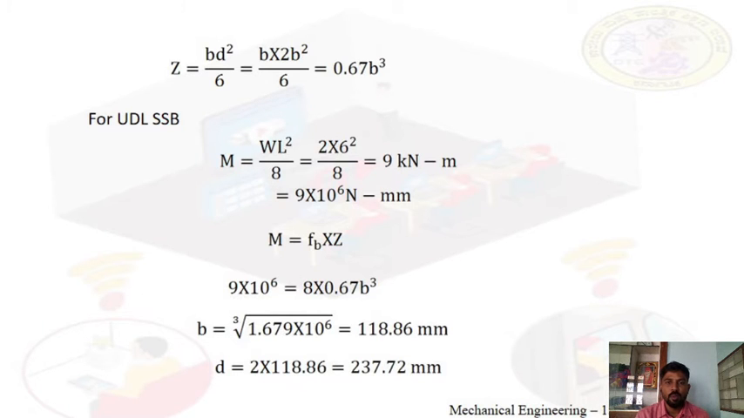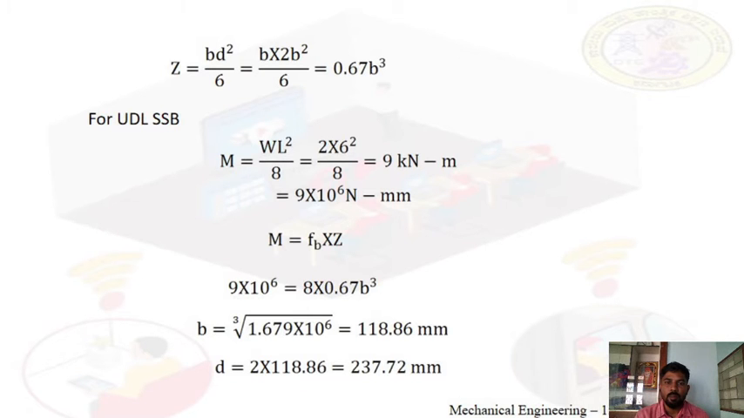We know M is equal to fb into Z, because M by I is equal to fb by y. So send I to the right side. Now it becomes M is equal to fb into Z, as I by y is nothing but Z. M is already calculated, 9 into 10 power 6. fb is given, 8 Newton per mm square, and Z we calculated and kept in the form of b, that is 0.67 into b cube.